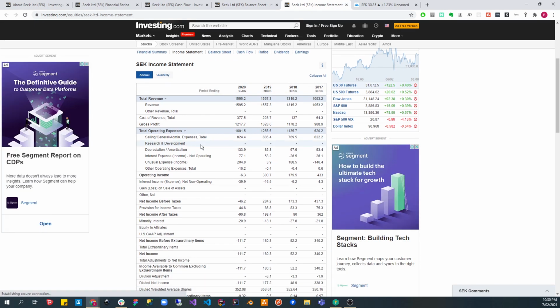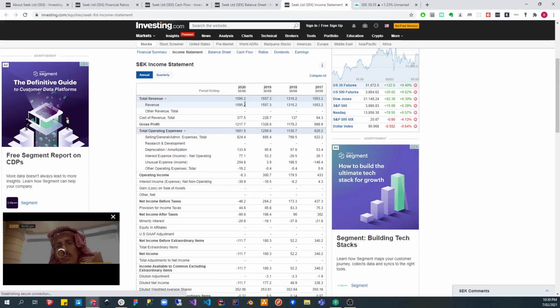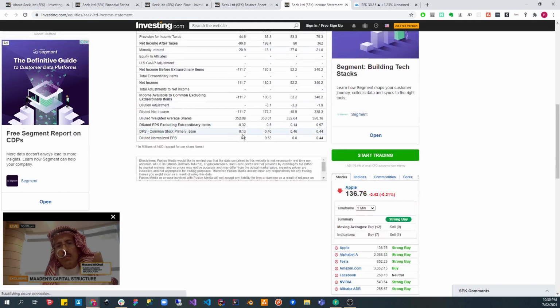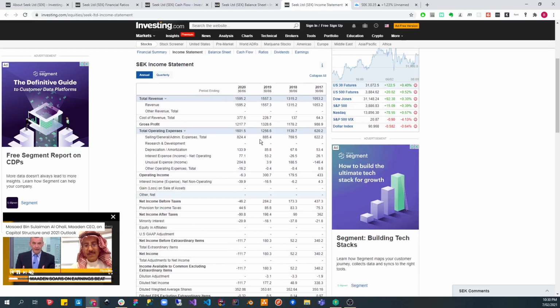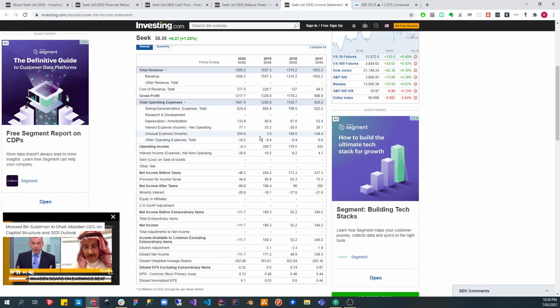All right, let's go to the income statement. Revenue has gone up, which is good, but let's see what the net income is telling us. Net income is actually negative, which is interesting. So we want to find out why it is negative. Gross profit, admin expenses. Admin expenses are pretty consistent. I mean, it's actually gone down, which is a good thing. When revenue has gone up, expenses have gone down.